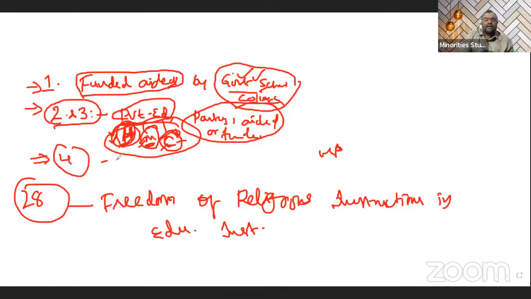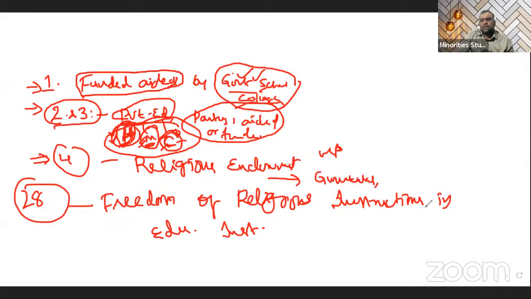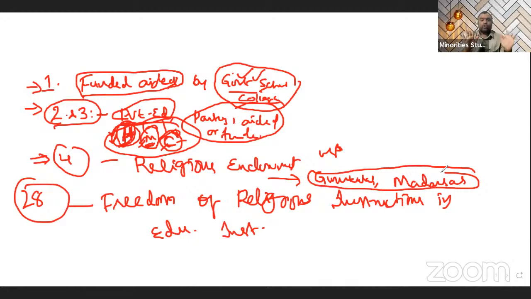Whereas in the fourth case, the religious endowments institutions, established under religious endowments like gurukulas and madrasas, religious instruction must be followed. Any institution established under religious endowments must follow the religious instruction. The best examples are madrasas and gurukulas. So this is the freedom of religious instruction in educational institutions.